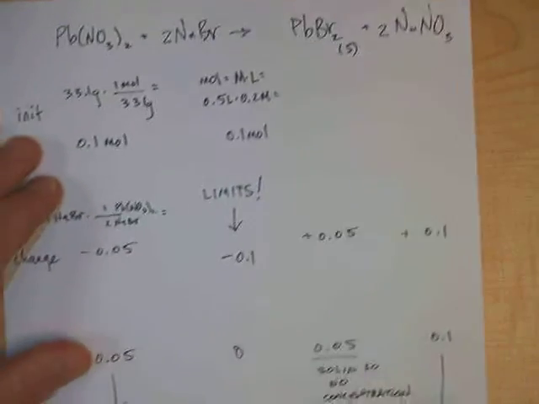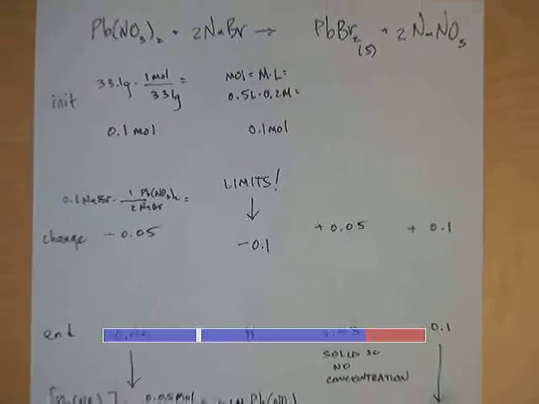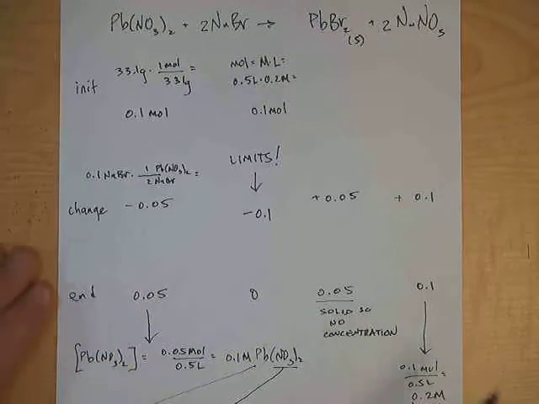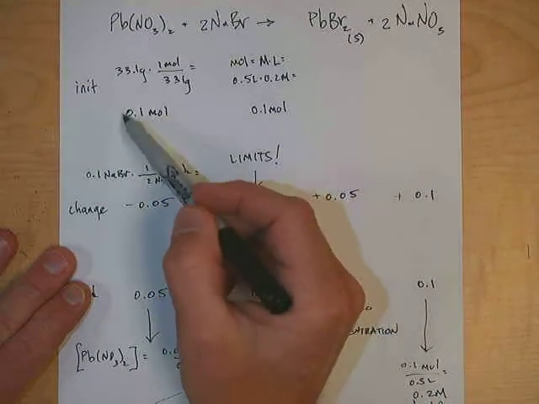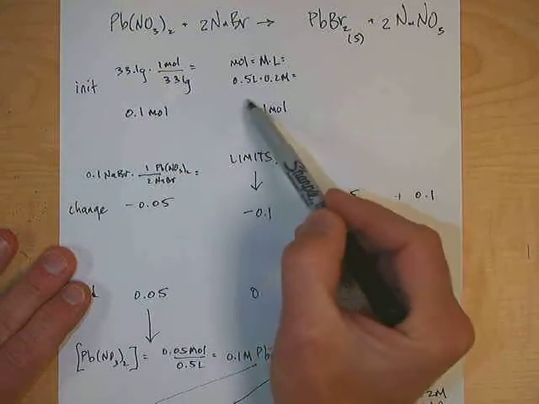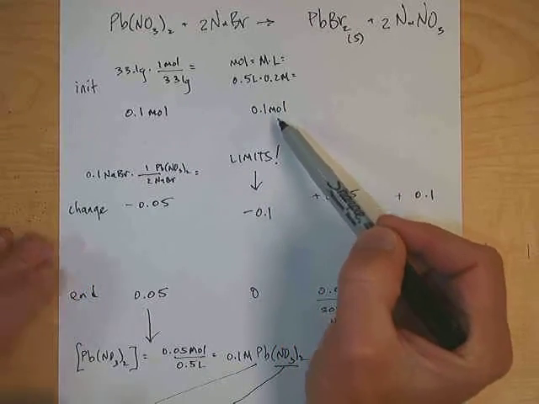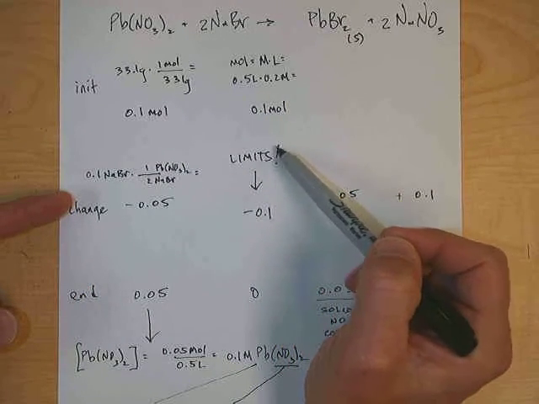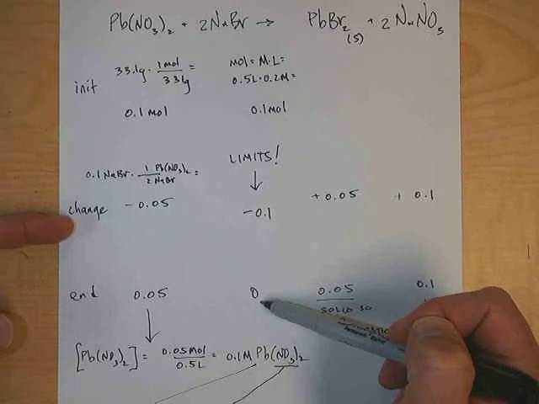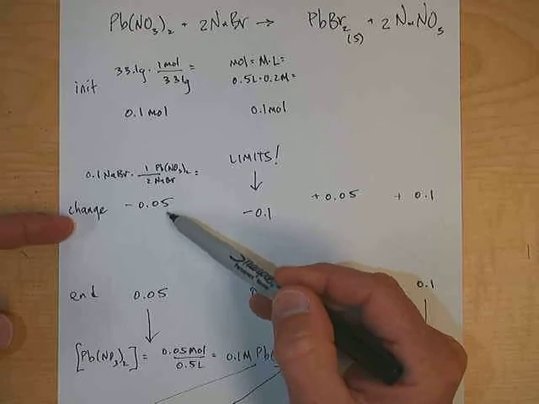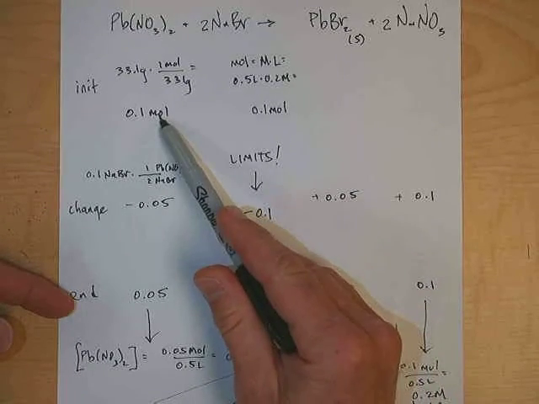On the next page, it has a very difficult solution stoichiometry problem right here, and this one will not be this difficult on the test, but nonetheless, here's the solution to the problem. It's the lead nitrate and sodium bromide question. So here's the balanced equation. Here's the initial amount of moles of lead nitrate, the initial amount of moles of sodium bromide. You need to determine the limiter, and it turns out that sodium bromide limits, so you'll lose all of that in the change and you end up with 0.